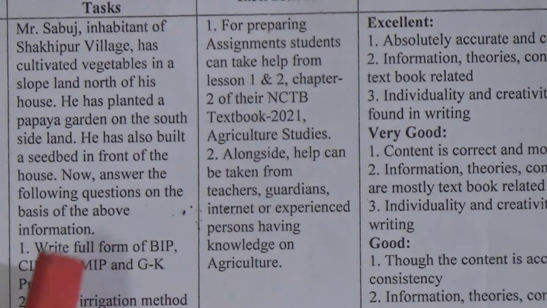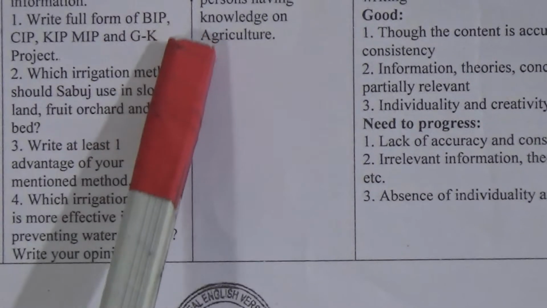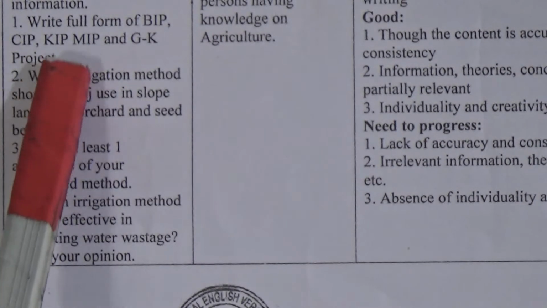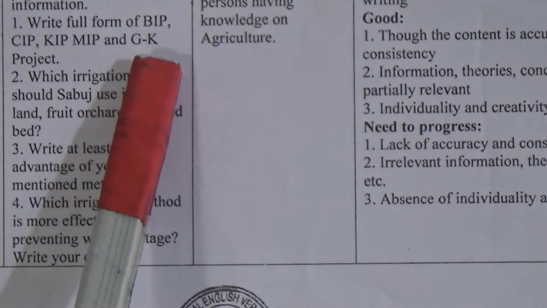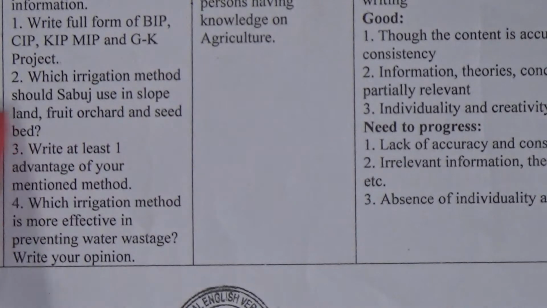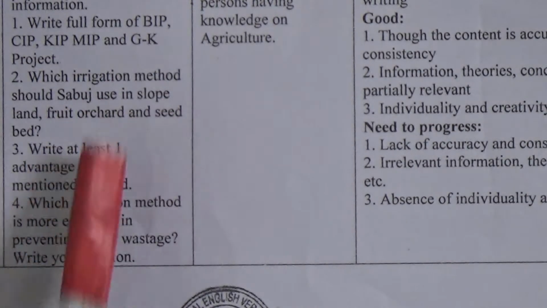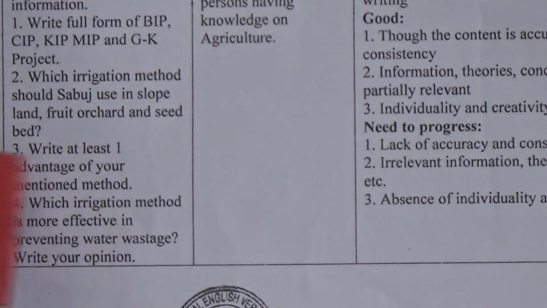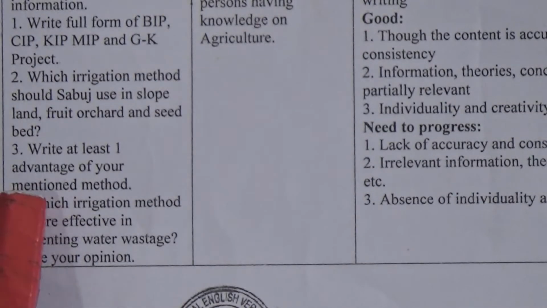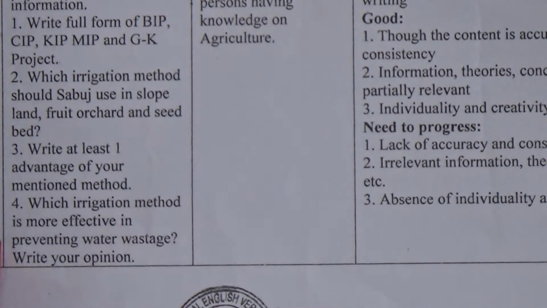Number 1. Write full form of BIP, CIP, KIP, MIP and GK project. Number 2. Which irrigation method should Shobuj use in slope land, fruit orchard and seedbed? Number 3. Write at least one advantage of your mentioned method. Number 4. Which irrigation method is more effective in preventing water wastage? Write your opinion. Okay. So now see again number 1.